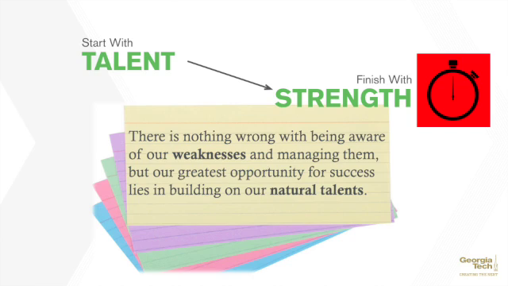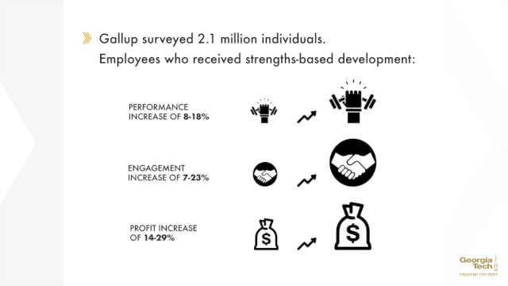What we know from the 50 years of research is that we can work on our weaknesses if we're trying to avoid failure, but working on our weaknesses never leads to excellence. Working on your strengths, however, does lead to excellence. Gallup surveyed 2.1 million individuals. They looked at employees who received strengths-based development and those that did not. They saw a performance increase, an engagement increase, and a profit increase in those that received the strengths-based development. Not only this, there was a decrease in safety incidents and a decrease in attrition. So they didn't lose their really good people.